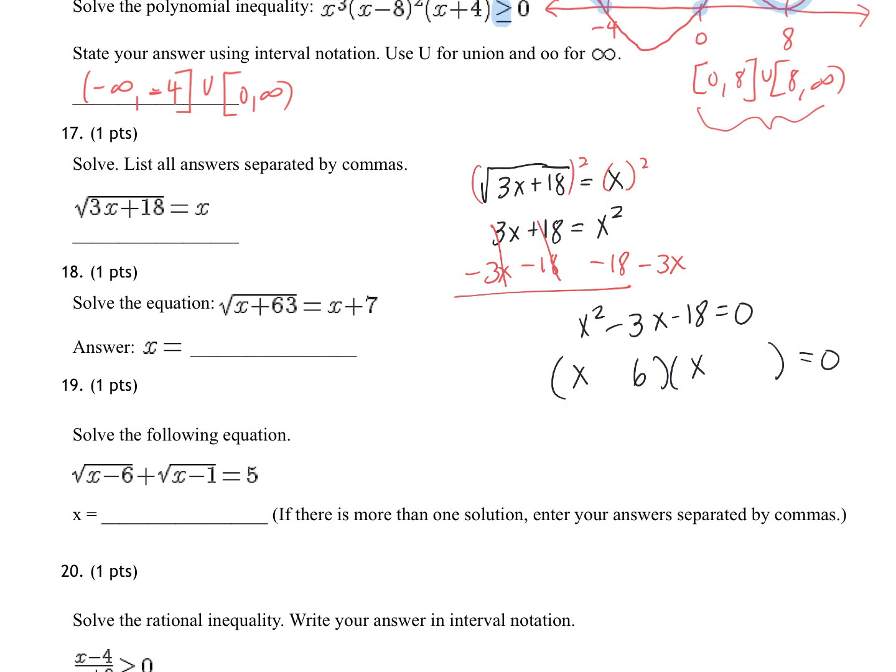So x and x, 6 and 3, negative, positive. Those will multiply to get -18 and add to get -3. So x minus 6 equals 0 gives us an answer of 6. And x plus 3 equals 0 gives us an answer of -3.